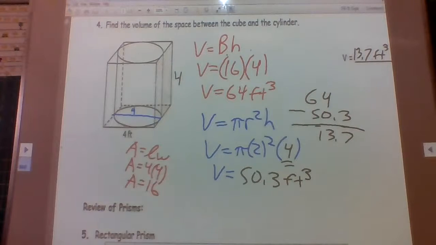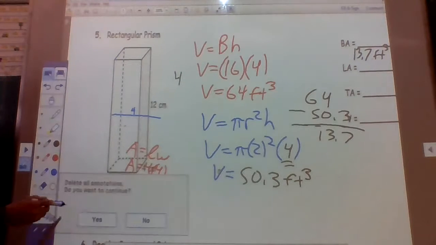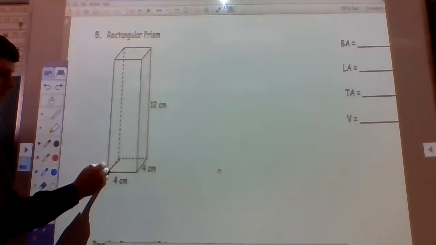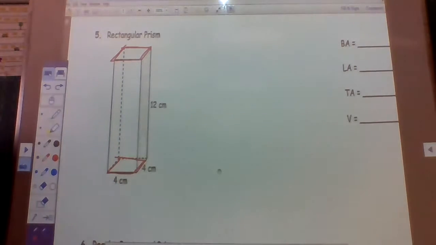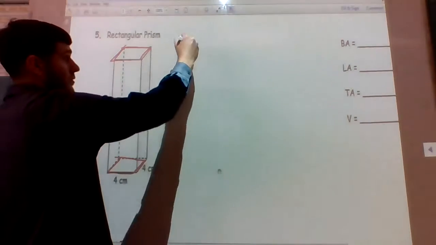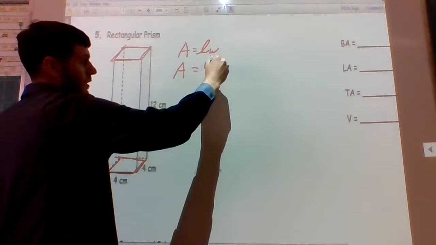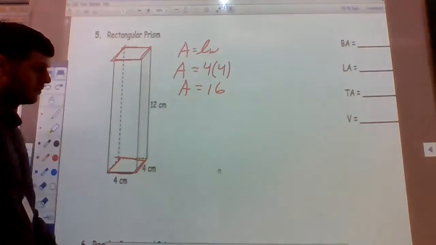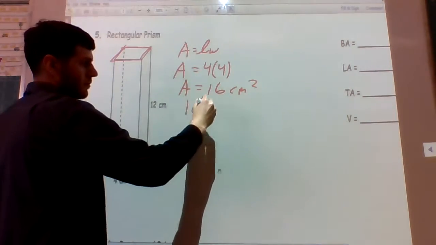Then 5 and 6 are a review of prisms. So here we have a rectangular prism. So our rectangular prism has 6 sides. The top and the bottom are called the bases. So the bases are rectangles, and the area of a rectangle is length times width. So that's going to be 4 times 4, which is 16 centimeters squared. And there are 2 of them.